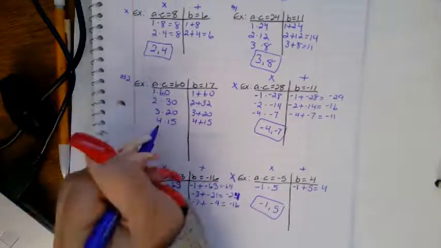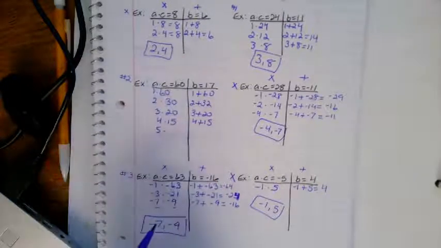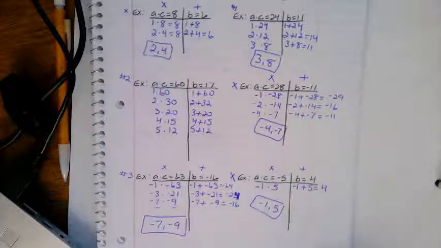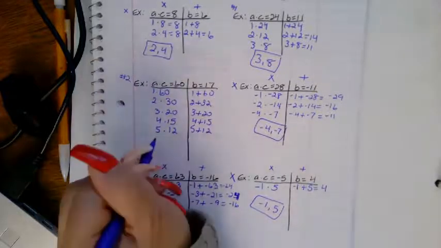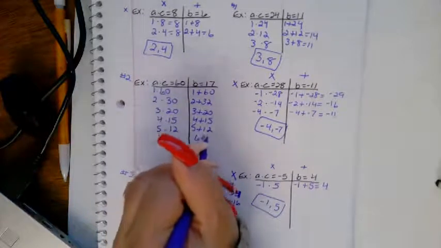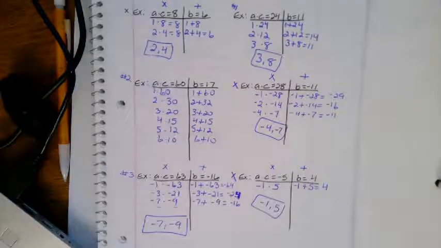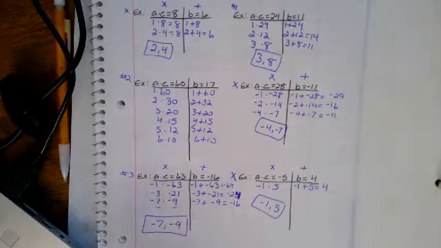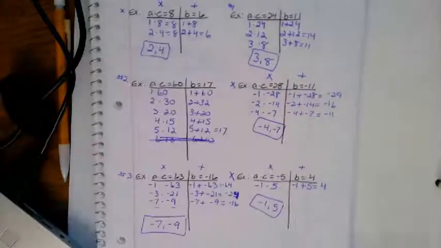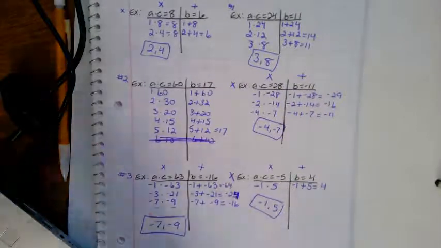Then we have 5 times 12, that gives us our 60. Let's add that up, and we're getting 17. Oh yeah, I did that right. Okay, 6 times 10 gives us 60. Oh, shoot. Sorry, I got excited there and kept going. 5 plus 12 is 17. I got it. So 5 and 12.